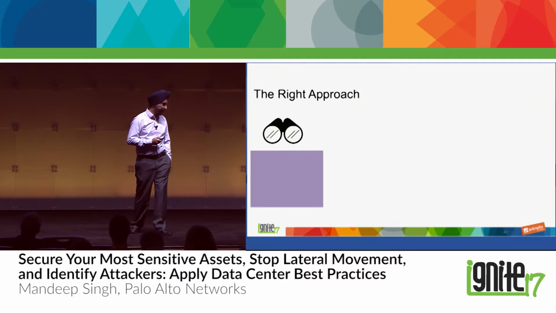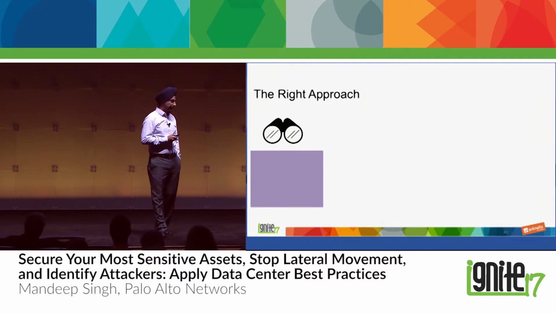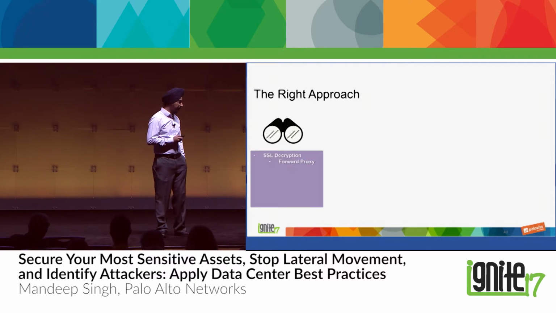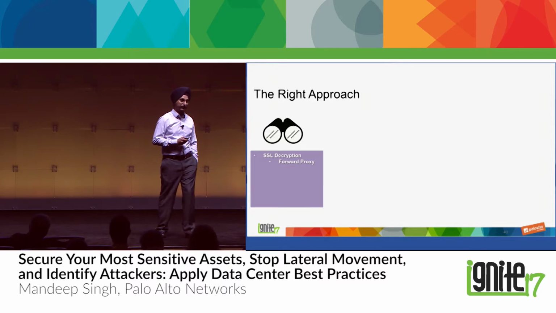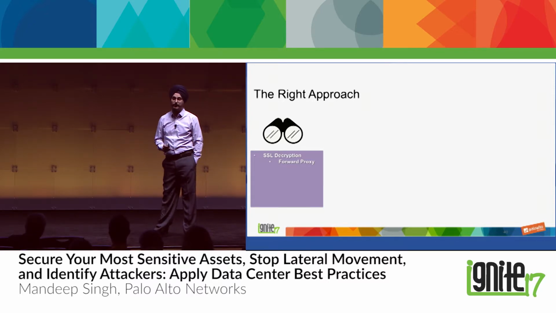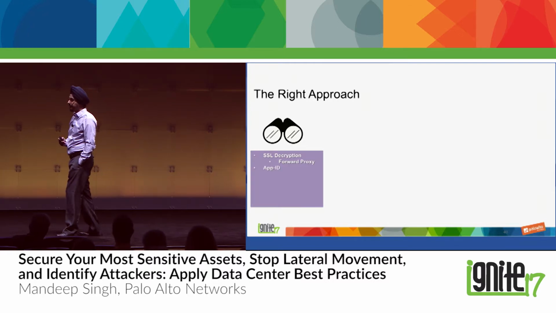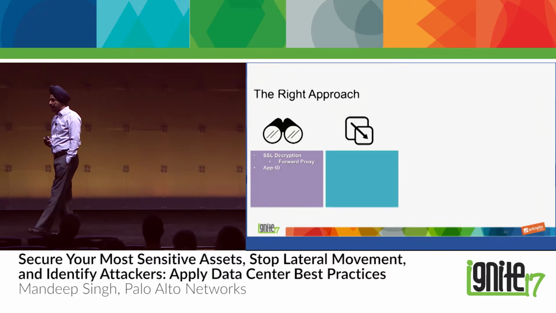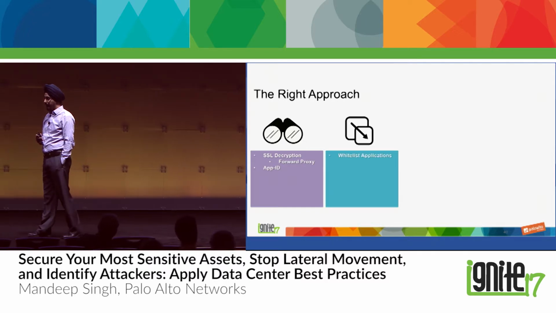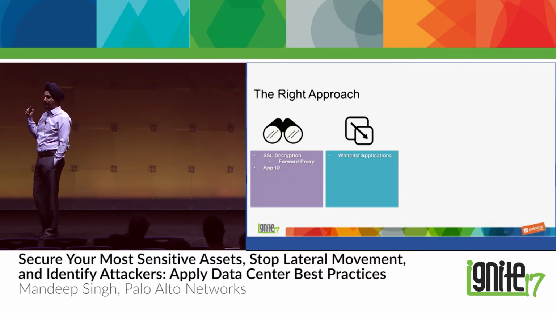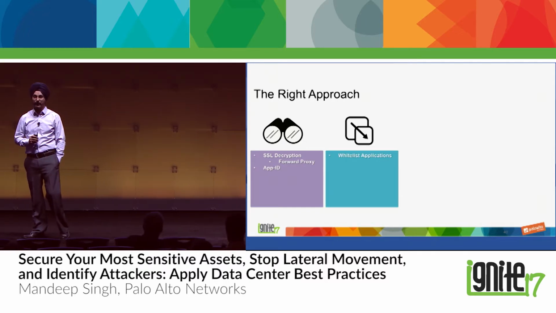What is the right approach? For visibility, we suggest you implement decryption. This is where forward proxy comes in. We use App-ID, and we use that visibility to whitelist applications. And this is where URL filtering is very, very relevant.